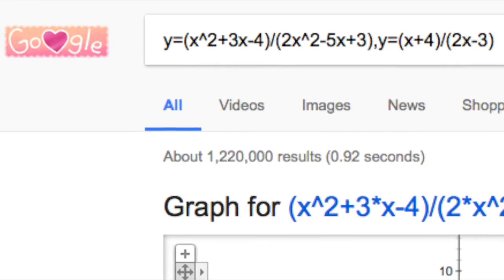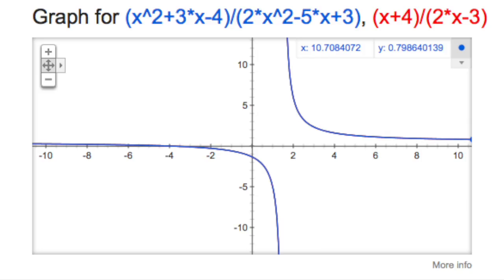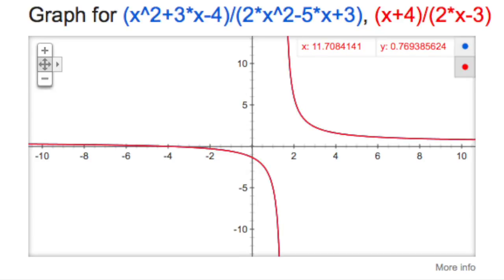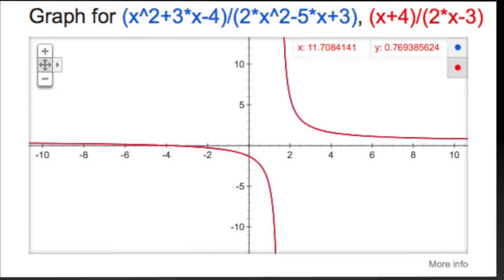And if you want to, you can check these in Google by typing in the original term, so y equals x squared plus 3x minus 4 divided by 2x squared minus 5x plus 3. Make sure you put brackets in, then you put a comma, and then y equals, and then your final expression, so x plus 4 divided by 2x minus 3. And then you'll get one in blue and one in red, and by comparing the two they should overlap perfectly. If they do overlap, congratulations, you've done the question correctly.